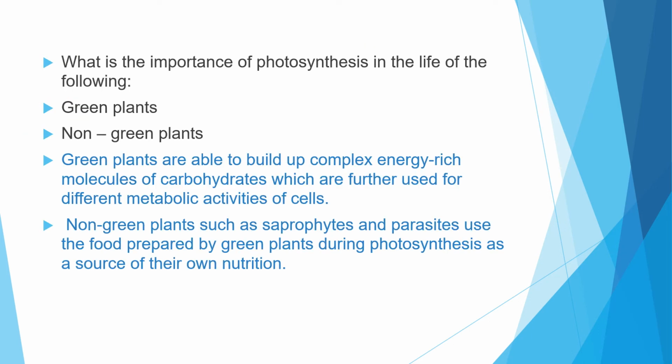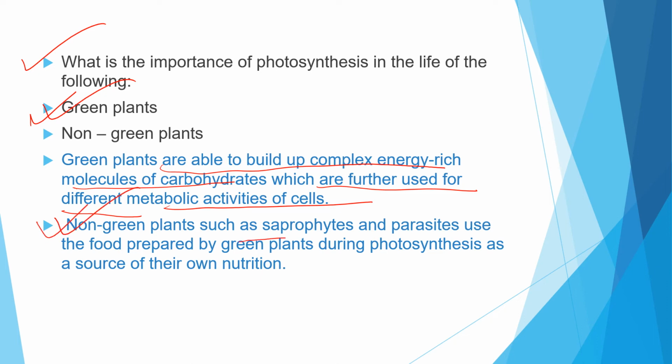Now what is the importance of photosynthesis in the life of the following: green plants and non-green plants? Green plants are able to build up complex energy-rich molecules of carbohydrates, which are further used for different metabolic activities of the cells. So green plants build up complex energy-rich molecules of carbohydrates by the process of photosynthesis. Is it clear? And what are the non-green plants doing? Non-green plants such as saprophytes and parasites use the food prepared by the green plants. So they are also indirectly dependent on photosynthesis for their life. They depend on the green plants, using the food prepared during photosynthesis as a source of their own nutrition. So this is also a very good question: what is the importance of photosynthesis in the life of the green plants as well as the non-green plants.